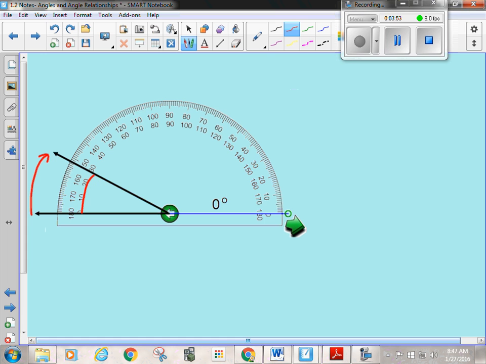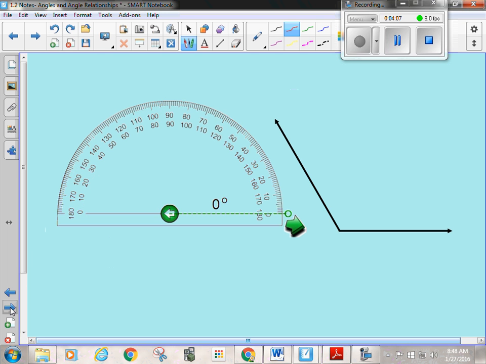So 1, 2, 3, 4, 5, 6, 7, right around 28 degrees. Now, we're all going to be measuring a little bit different, but our measurements should come very close to each other. Let's see what this next one looks like.